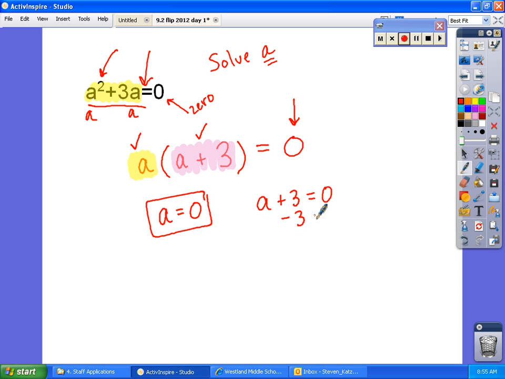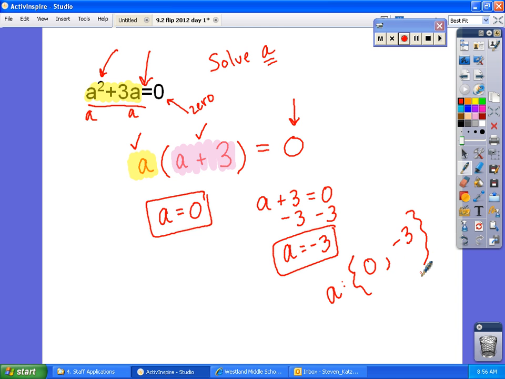Here, I have to find out what a is, so I'm going to subtract 3 on both sides, and I get a equals negative 3. Well, now I found out a could either be 0 or it could also be negative 3. But a has to be one of those things, because otherwise, when you multiply these two things, it would not have equaled 0. So here are our two answers. Whenever you solve a quadratic, you're going to get two answers.